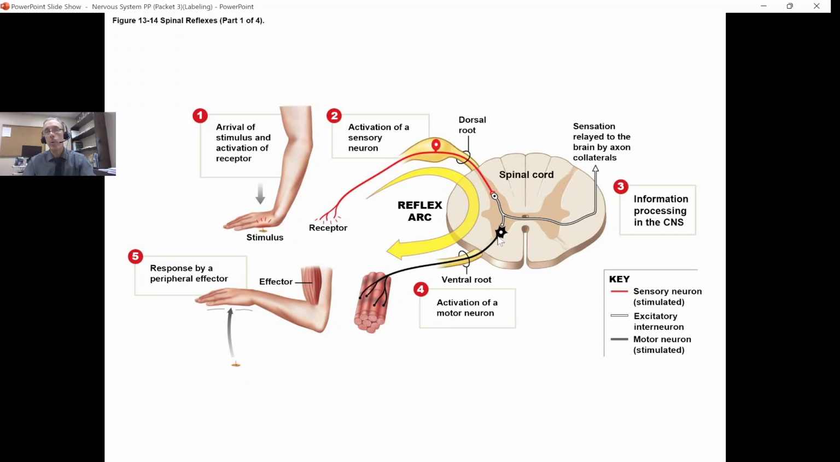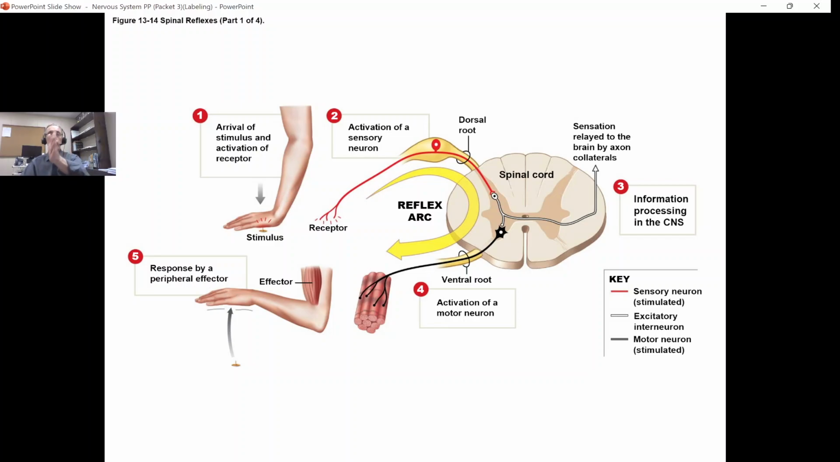This black neuron right here, notice the cell body lives in the anterior horn, and then the axon leaves through the anterior root. They're calling it ventral root. Same thing. So the axon leaves the anterior root. That's the fourth component. And then the part of the body that's going to respond, in this case to pull us away from the sharp tack, is called the effector. The effector is going to be the fifth component of the reflex arc.